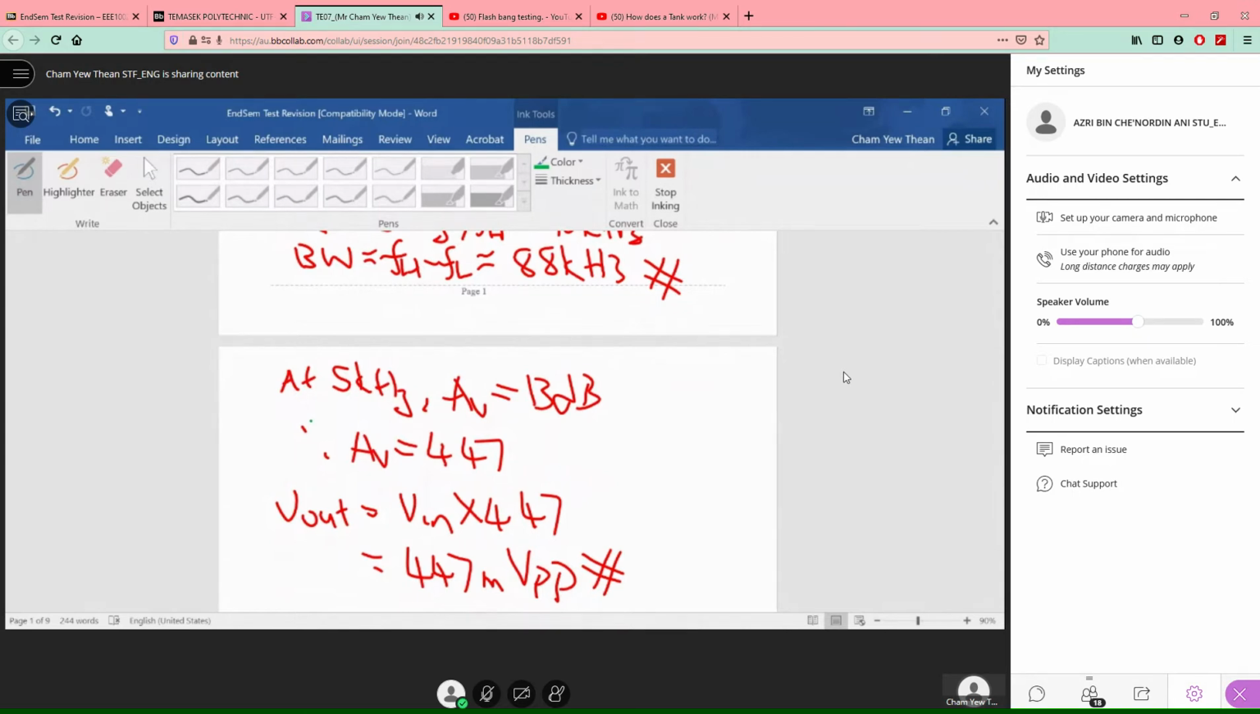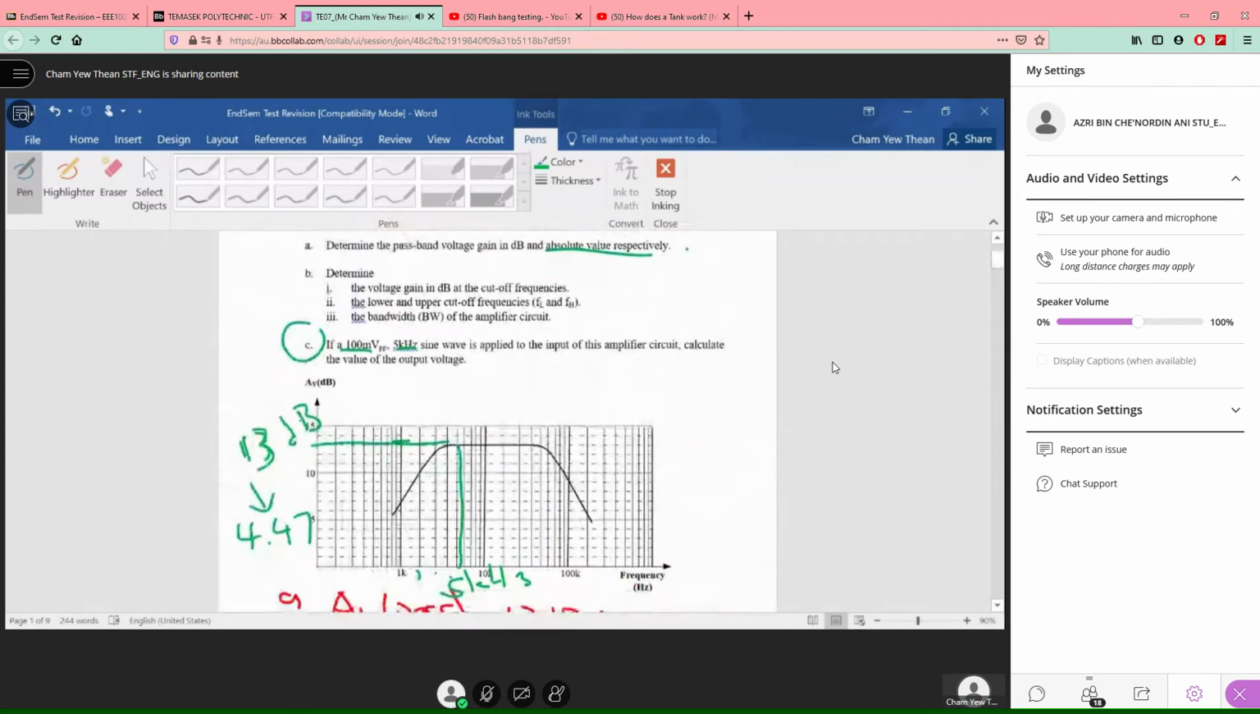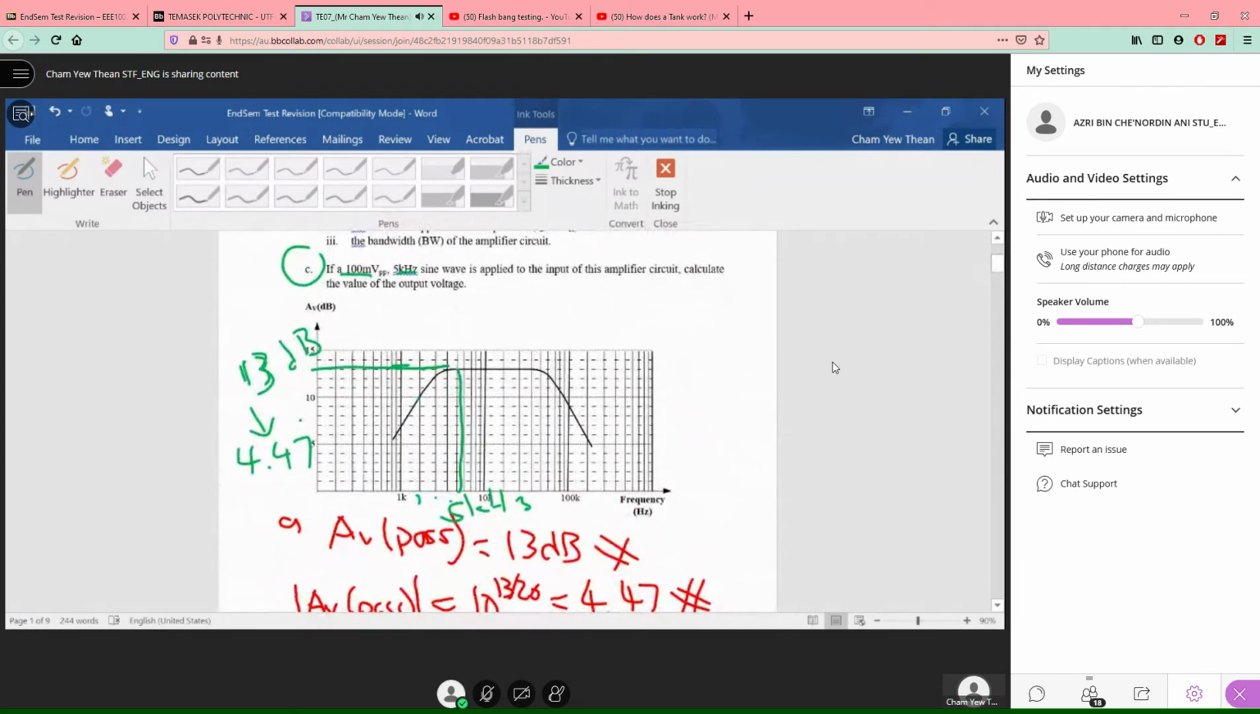Does this part need me to explain further, class? Is it okay? Sir, can you explain again? How do you get 447? Okay, I see. Now, let me draw again. Let me just erase again.